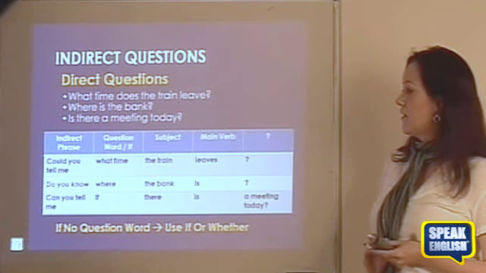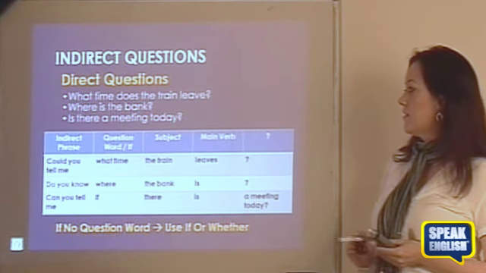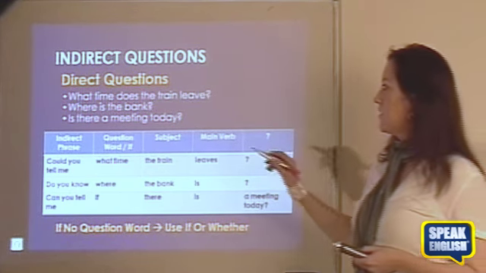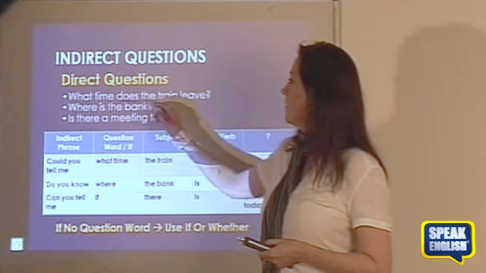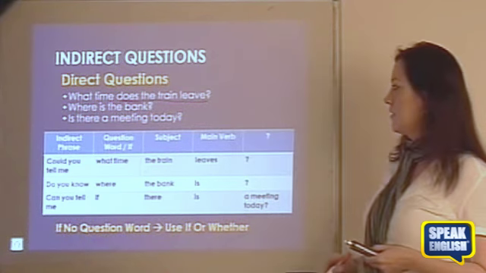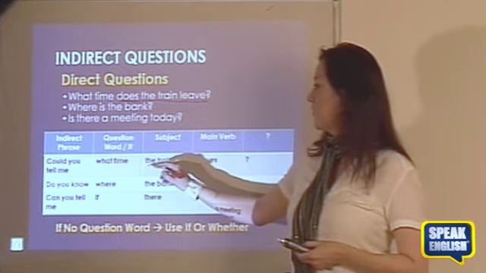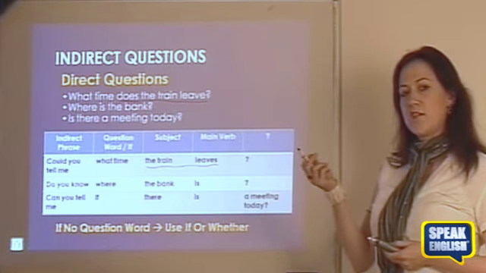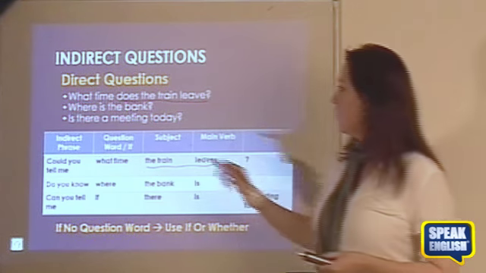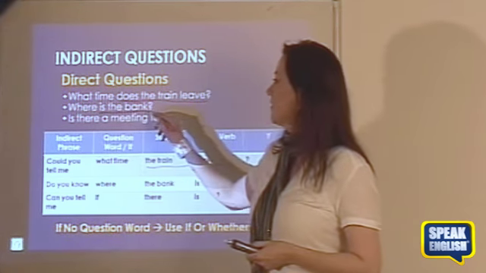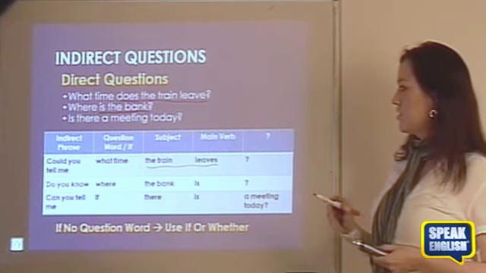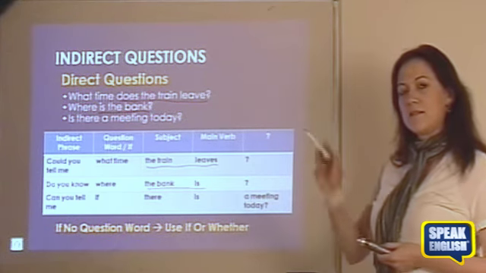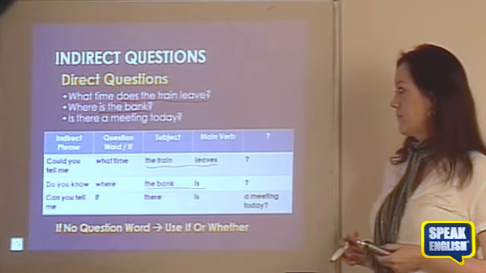Another important thing about the indirect questions is that the verb and the subject change place. So what time does the train leave changes to, could you tell me what time the train leaves? The subject and verb have changed place. Where is the bank changes to, do you know where the bank is? Subject and verb change place.